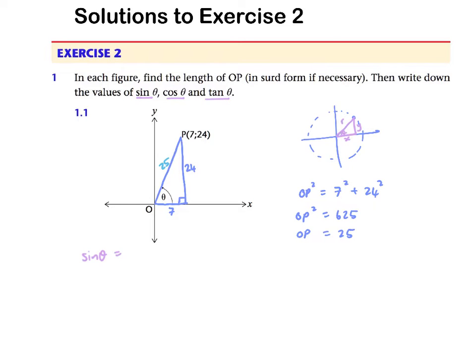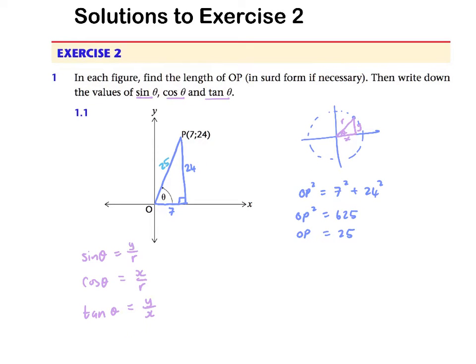So what we can say is, x there would be the adjacent, right? So that's the adjacent, that's the opposite, that's the hypotenuse. So therefore we can write it in terms of x, y, and r. So that's not too bad. So sine theta is going to equal y over r. Cos theta is going to equal x over r. And tan theta is going to equal y over x, right? The opposite over the adjacent.